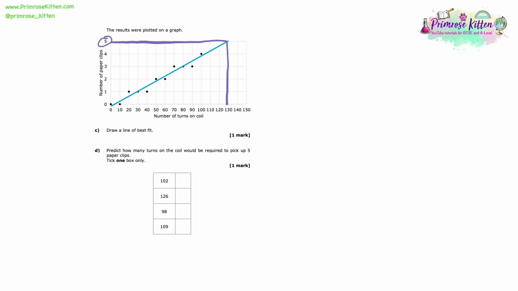So this one here was a multiple choice. We've got some options. So 102, nope, it's clearly not that. I can see it looks somewhere slightly below 130.